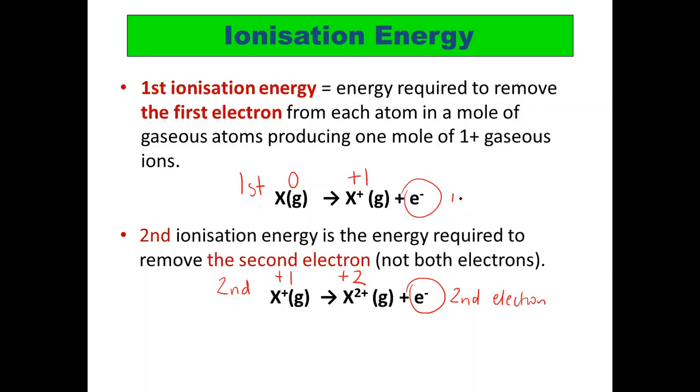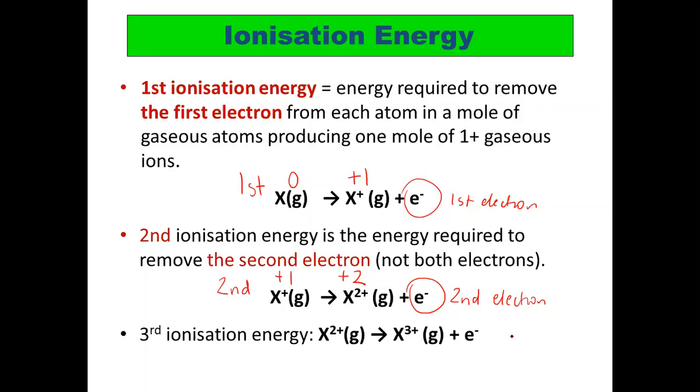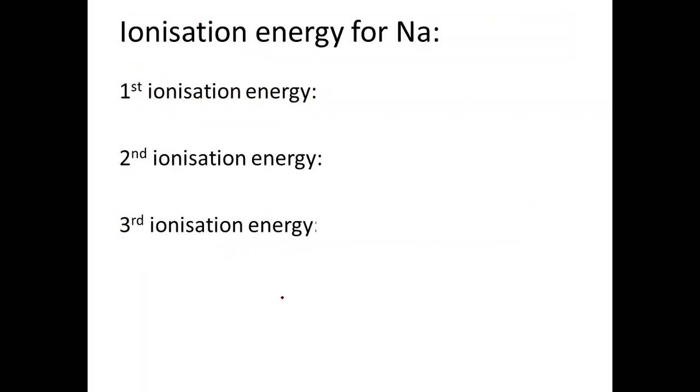So here, the first electron is removed. Here, the second electron is removed. Now, third ionization energy, and so on and so on. So be very careful. Sometimes people confuse it and think second ionization energy is where we remove 2 electrons. No, we remove the second electron after the first one is already gone. So don't make that mistake.